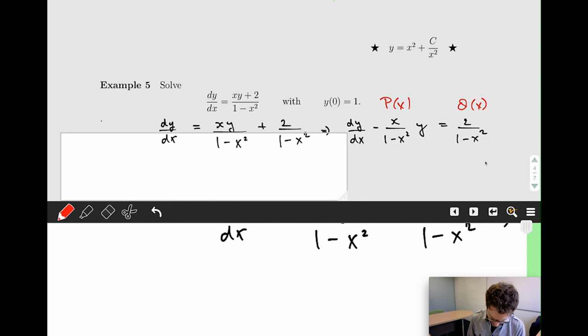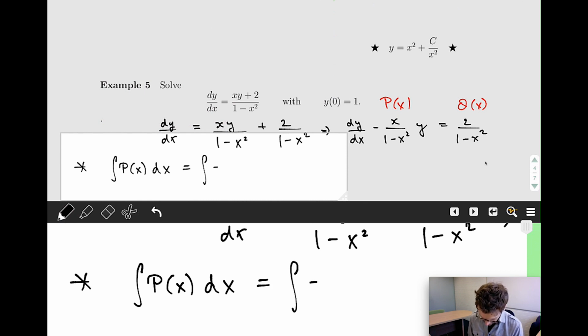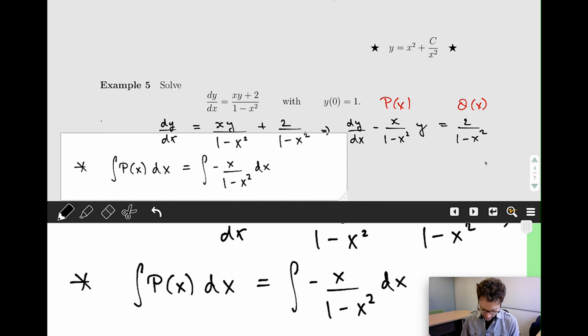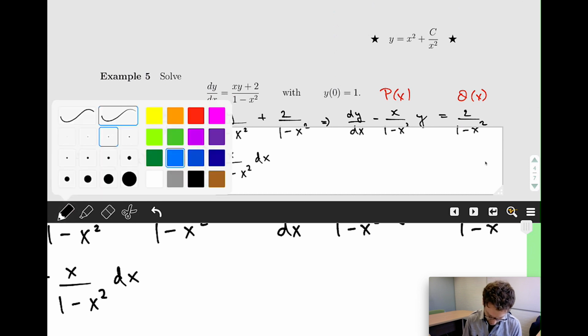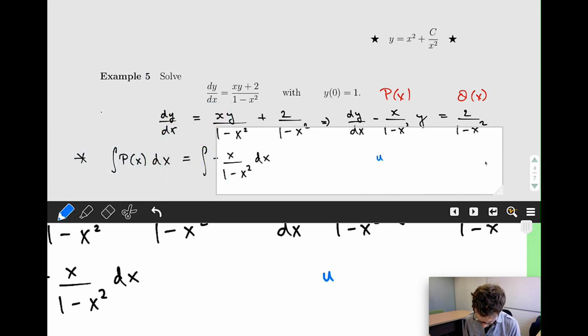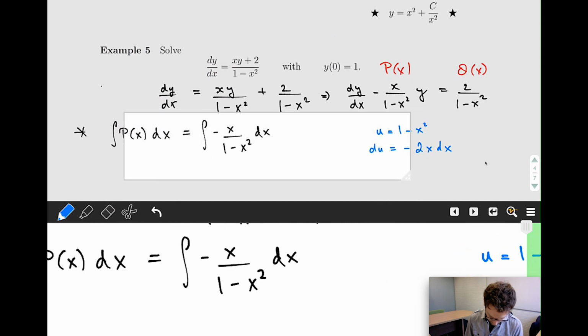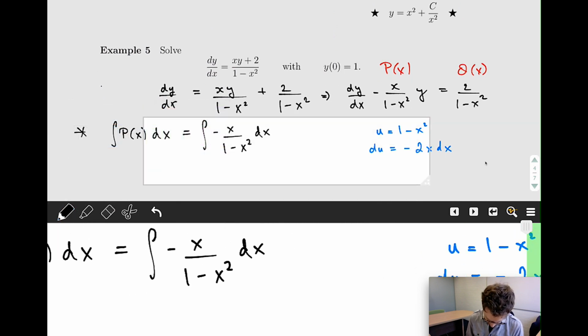So once I have p of x, I can calculate its integral. So step by step here, the integral of p of x. So that's the integral of, let's not forget that minus sign, minus x over 1 minus x squared dx. This is an integral I can do using a substitution. So let's use u is equal to 1 minus x squared, which gives me du is equal to minus 2x dx.